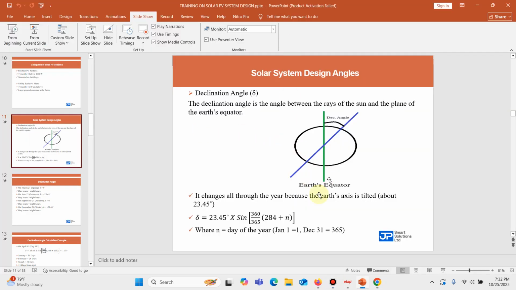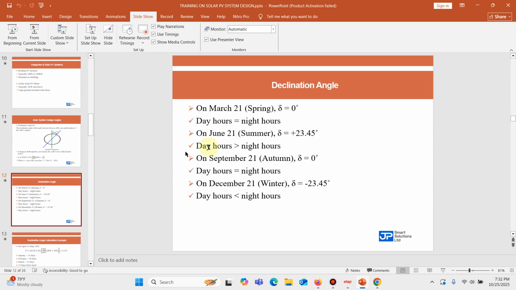All right, a quick recap of the declination angle. So we say during the spring, the declination angle is 0, which means that the day hours are equivalent to the night hours. And during summer, the declination angle is positive 23.45 degrees, which means that the day hours are greater than the night hours. And then on September 21st, which is autumn, the declination angle goes back to 0 degrees, which means that the day hours will also be equivalent to the night hours.